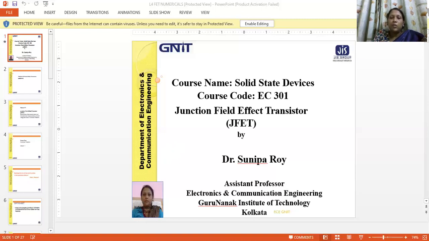So from the data sheet, we can collect the data that IDSS equals 9 milliampere and VGS(off) equals minus 8 volt maximum. From the data sheet, all these we are getting. Now VGS equals 0. So ID equals IDSS equals 9 milliampere. We know that when VGS equals 0, ID equals IDSS. That means ID equals 9 milliampere.